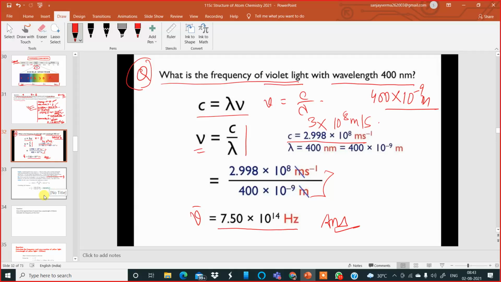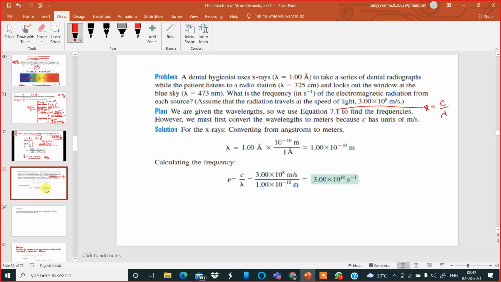Now let us have a look at another sum. I think this is clear. These are very simple, direct formula based numericals. Then, this is a good question which I got after quite a lot of searching. It's a very good problem. It was asked in one of the competitive examinations, IIT and medical examinations.